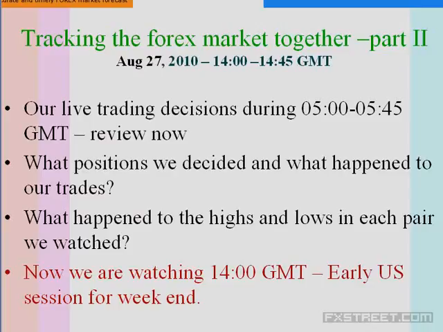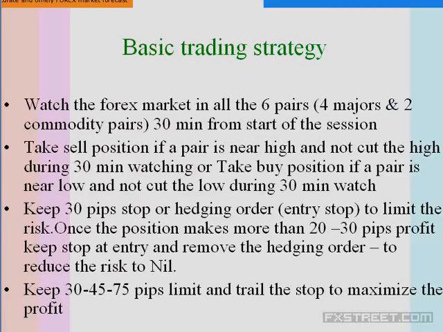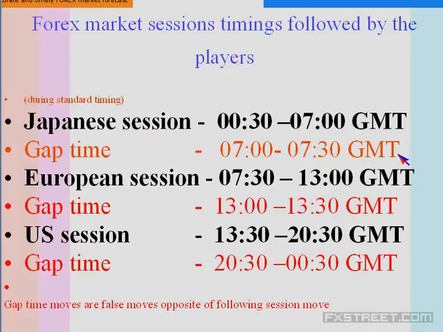So let me go to the market timing. These are the timings followed by the big players. Japanese session is 0030 to 7 GMT, and 7 to 7:30 GMT is the gap time before the bank dealing rooms officially open for currency conversions, and that time is made use of by players to do upward or downward stops. So you come across false moves during those gap times. Then 13 to 13:30 GMT is the gap time before the start of the US session. The US session starts by 13 to 14 GMT.